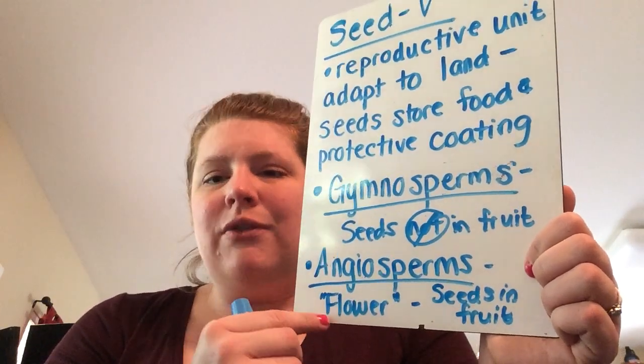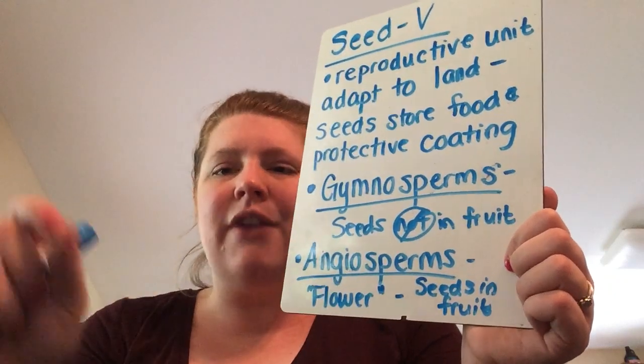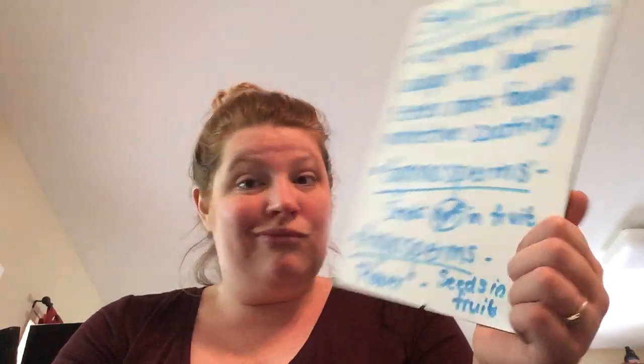Angiosperms means that it's a flower that's prepping and has now become a fruit, and now the seeds are stored safely inside the fruit. I know, right? Isn't that crazy?